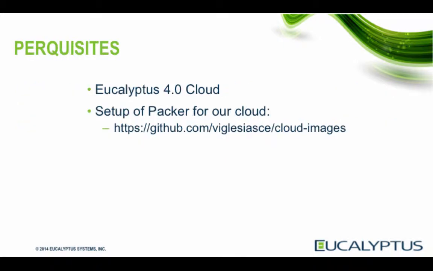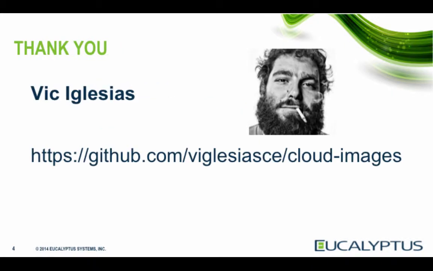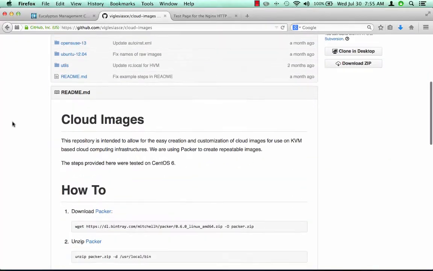The prerequisites are to have a Eucalyptus Cloud running, and there are other videos in the series to show you how to build a Eucalyptus 4 Cloud using the Fast Start installer. You will also need to have set up Packer according to the instructions on the URL on the screen. And I want to thank Vic for putting these instructions together.